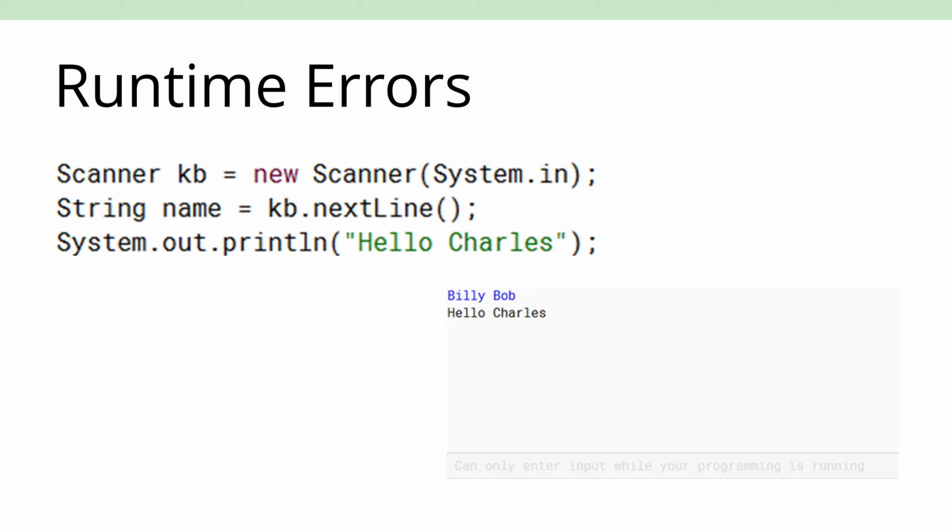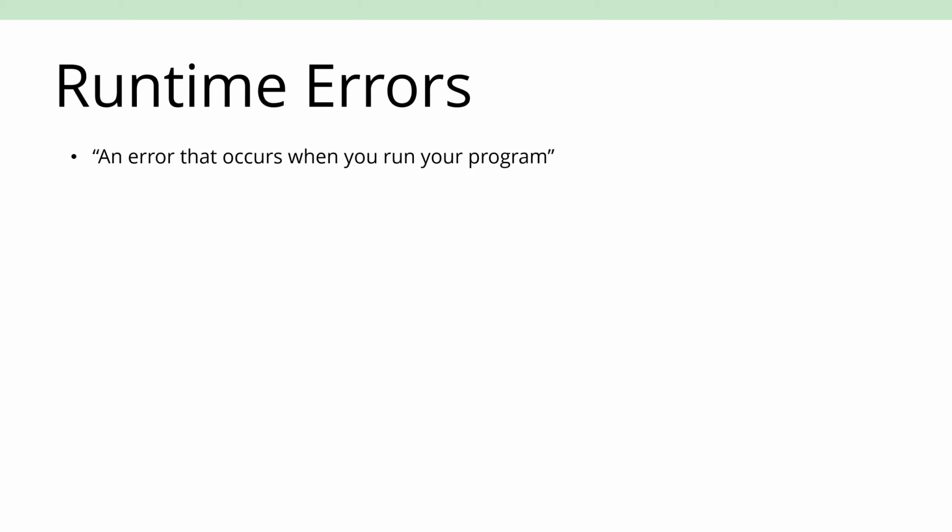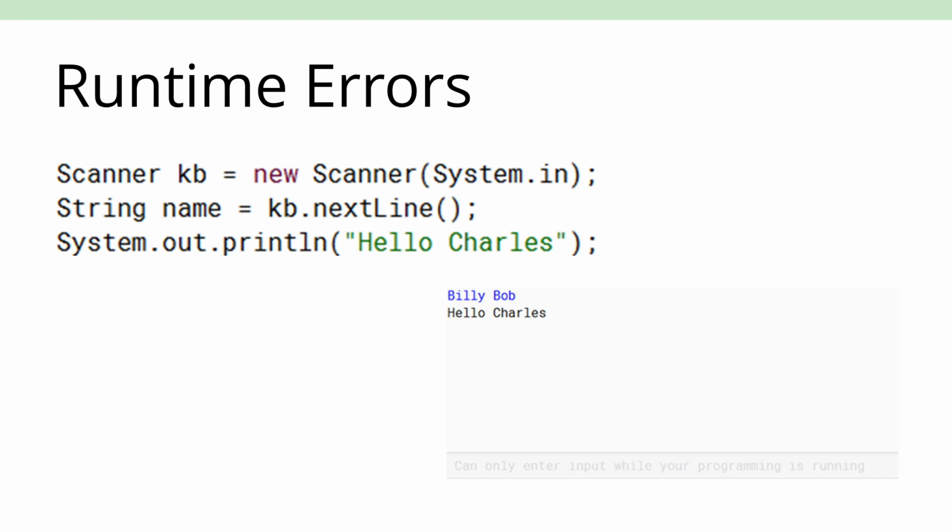Now, what this code should be doing is taking in the user name as an input. That's what String name = kb.nextLine() is doing. But what's actually printing out is a hello Charles. So again, think of a runtime error as an error that occurs whenever you run your program. Whether it's unexpected output, your output's not matching, these are all runtime errors.